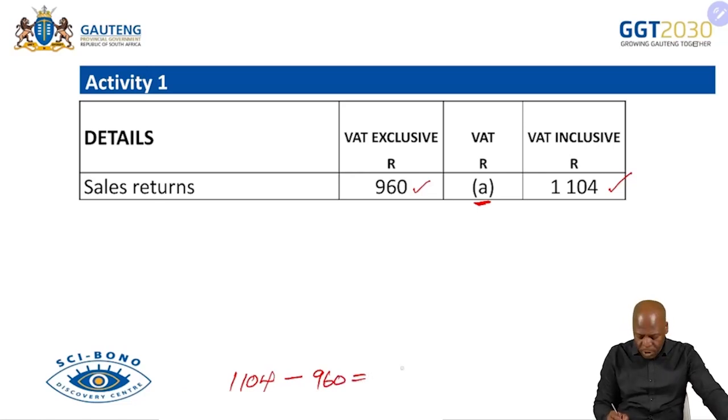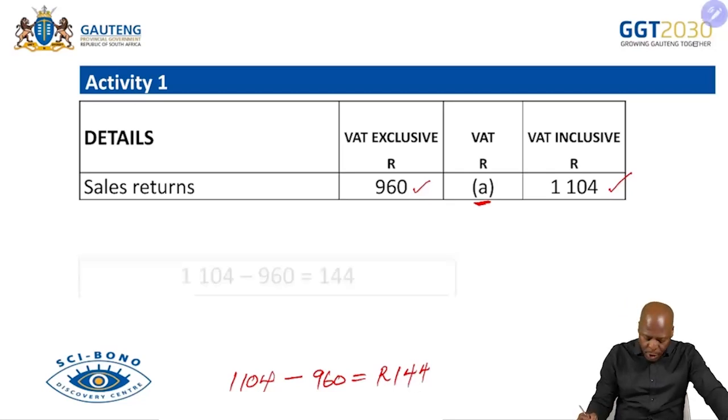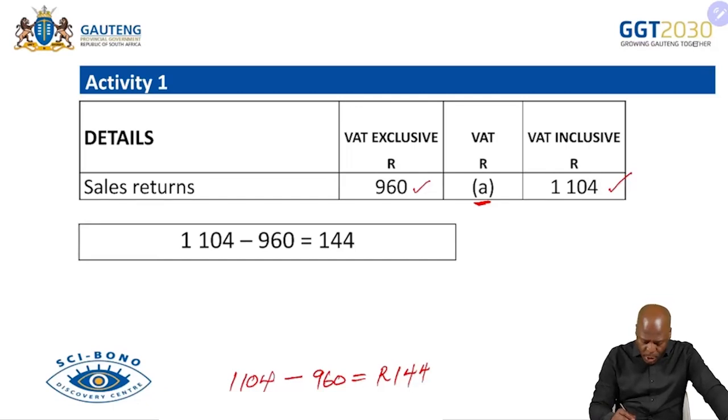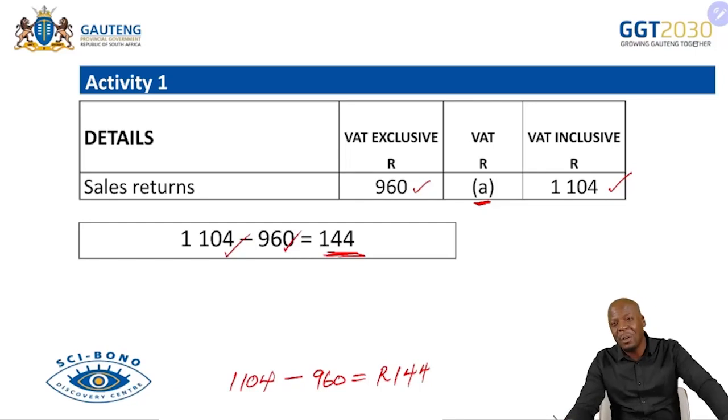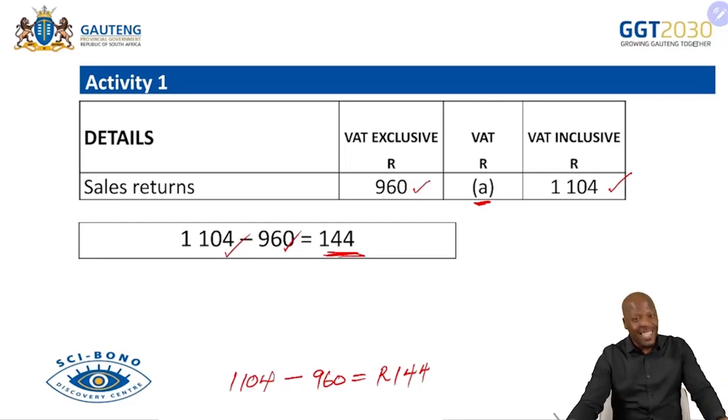So you're getting the difference between these two. Please, I want you to punch those calculators quickly. How much do you get? Thank you so much. Someone is saying we get 144 rands. So my VAT here becomes 144 rands. So you have your 1,104, subtract 960, and then this is what we were looking for. Okay? This is easy. Let's see if the next one is as easy as this one.